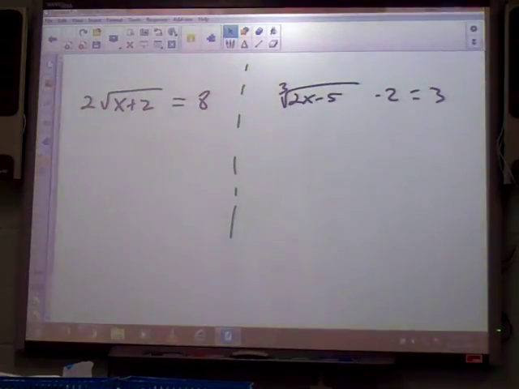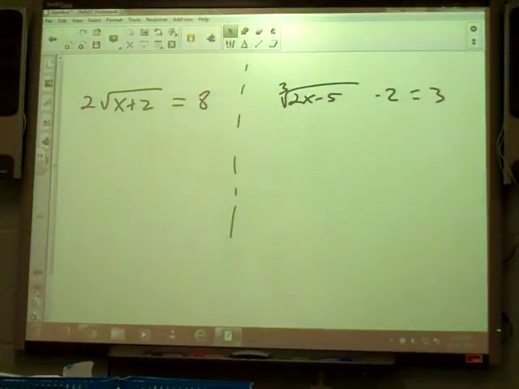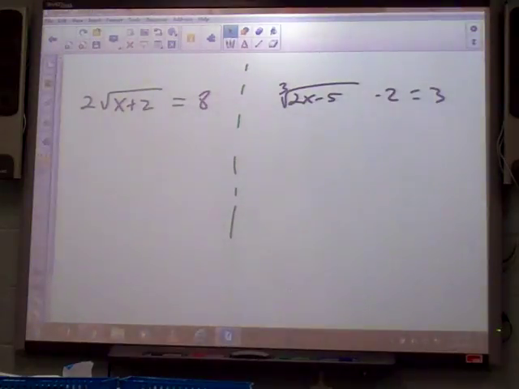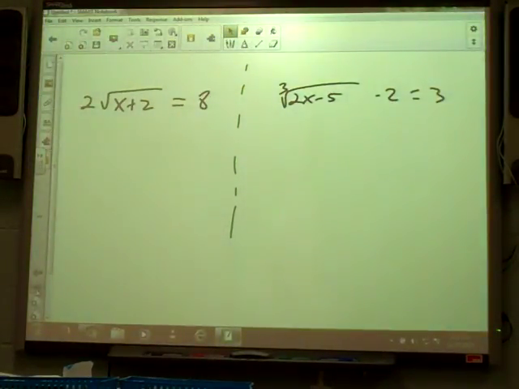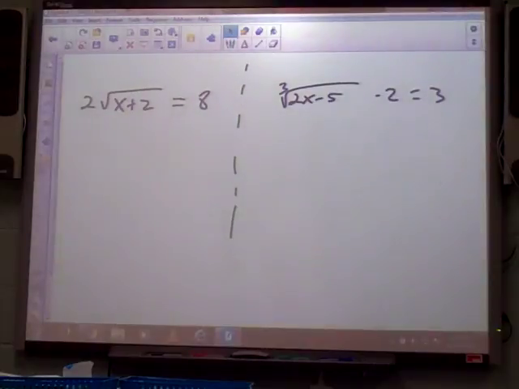What'd you get? I got 14. Yeah, I'm pretty sure it's 14. You divide by 2, which gives you 4, and then you square root 4. Oh yeah, I squared it. That gives you 16, and then you subtract 2.